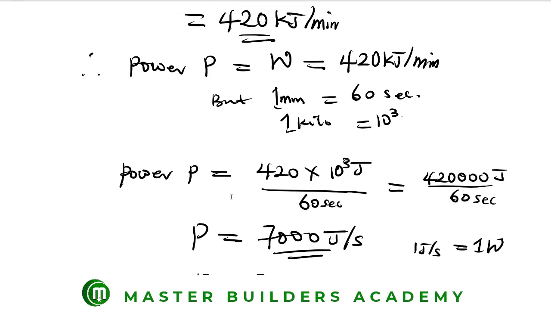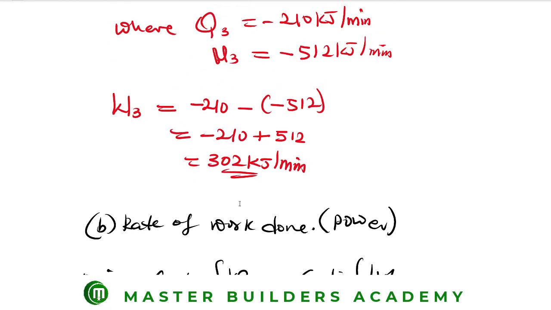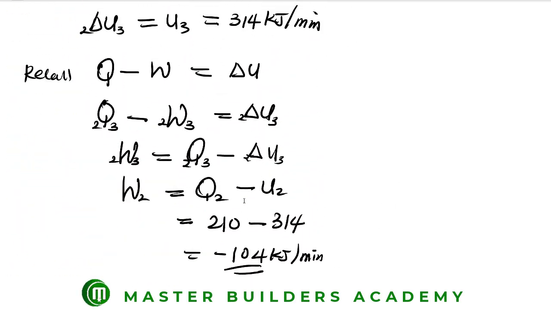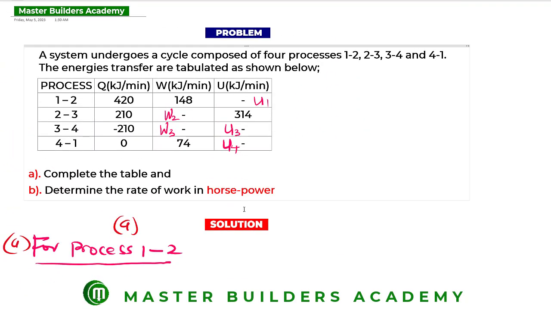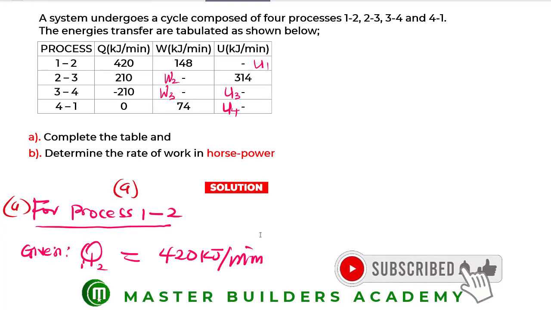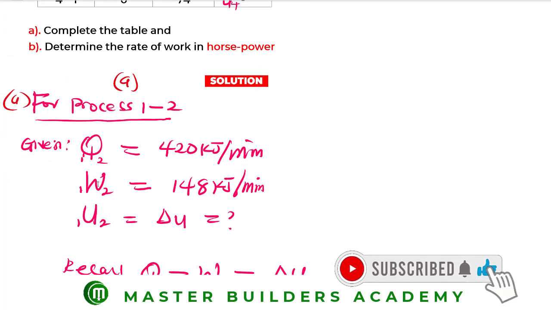So we are asked to do all of these things that we just did. So guys, you find out that it is very, very simple to solve thermodynamic problems in engineering thermodynamics, right? But one of the things is you really need to understand what you are doing and what is required from you. So we're asked to complete this table, which we have completed. We're also asked to determine the rate of work, which is the same thing as power, in horsepower.